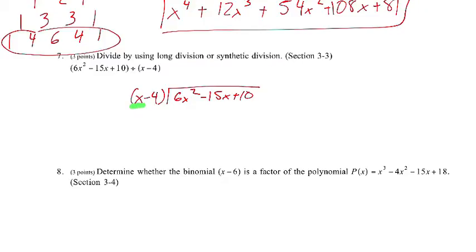Now remember, we're really paying attention mostly to that x. So x times what gives us 6x to the second? That's 6x. And we're going to multiply that whole thing there by that 6x that we mentioned. So x times 6x gives us 6x squared. Negative 4 times 6x gives us negative 24x.